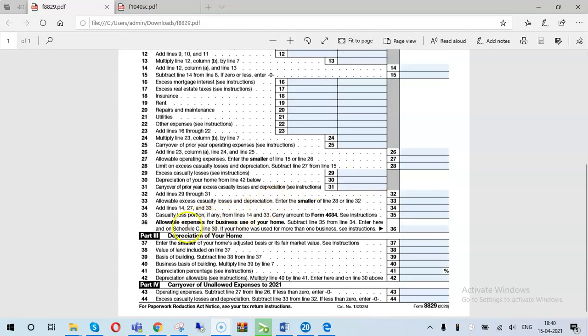section, and if it is not direct, or it is indirect, then report it here in the indirect column. Now you can see the total allowable expenses for business use of your home in line 36. Now come to part 3, depreciation of your home. Enter the smaller of your home's adjusted basis or its fair market value, value of land, basis of building, business basis of building, depreciation percentage. And now part 4, carryover of unallowed expenses to 2021: operating expenses, excess casualty loss and depreciation.